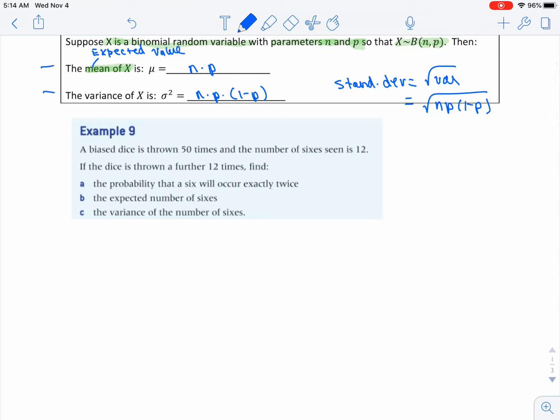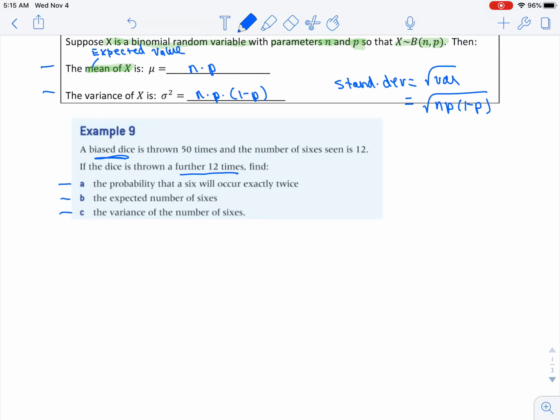So it says a biased dice, I would say biased die, is thrown 50 times, and the number of sixes seen is 12. So when they say biased, it just means that it's weighted in some way. We might have 6 sides to this die, but we don't have an even probability of getting each of the different numbers. And then it says, if the die is thrown a further 12 times, find, first of all, the probability that a 6 will occur exactly twice, the expected number of sixes, which means the average number of sixes, and then the variance of the number of sixes.